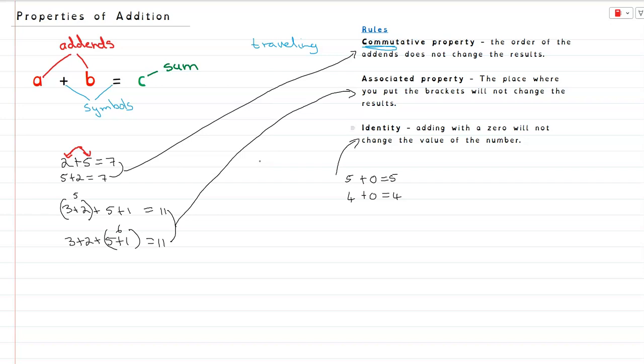Okay, so these are quite easy rules that we basically already know, but we need to know what the names of these rules are and what they mean. Because if we're asked to solve something using the associative property, then we need to know that we need to interchange the brackets. If we need to do an equation using the commutative property, then we know that we need to swap the addends.